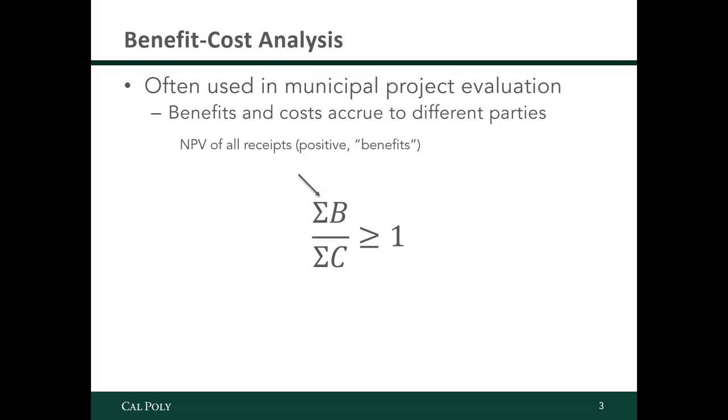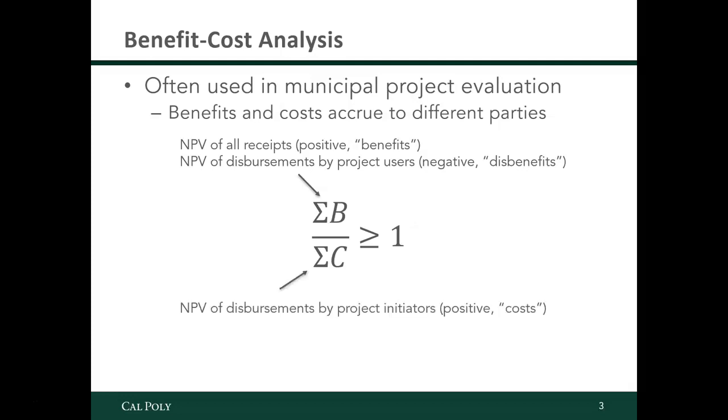So you can see how there could be benefits that have a monetary value to the users of a large capital project. You can also have disbenefits. So let's say that this highway had a toll. That would be a disbenefit by the project users. Now, the costs are assumed to all be incurred by the project initiators.